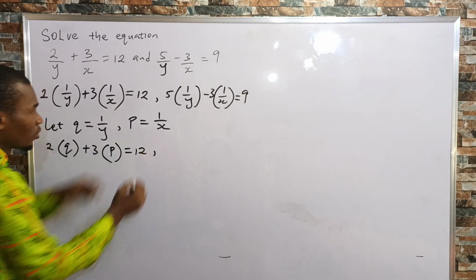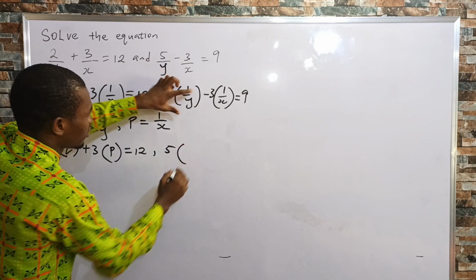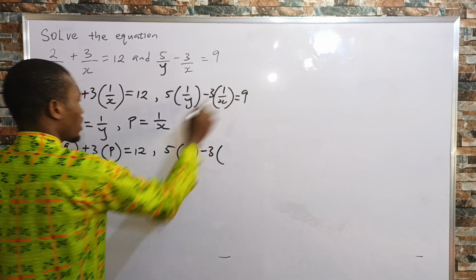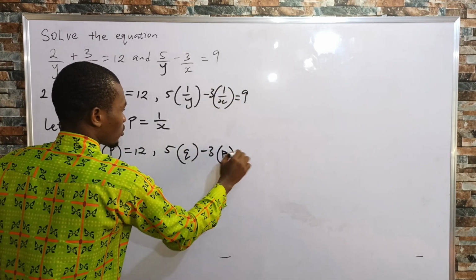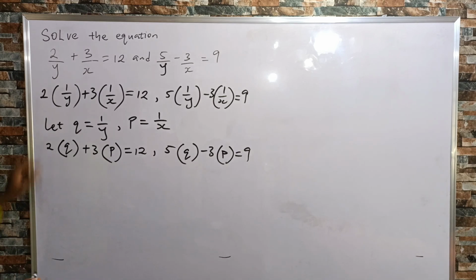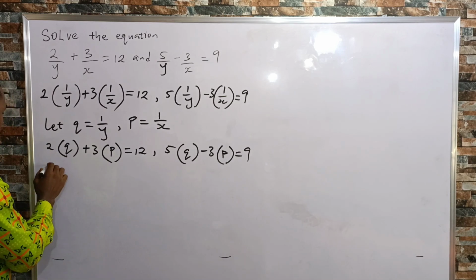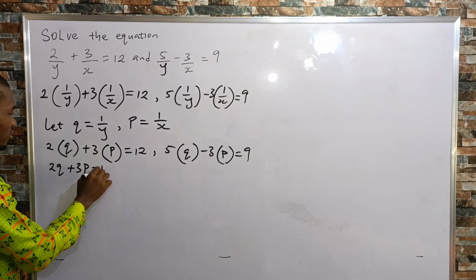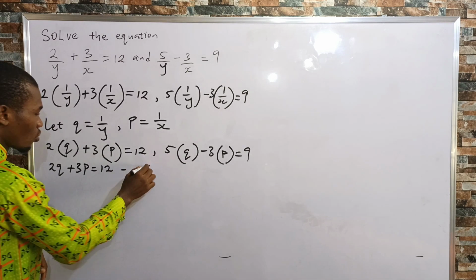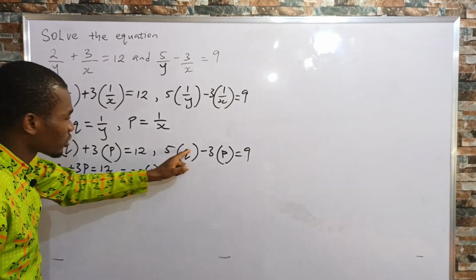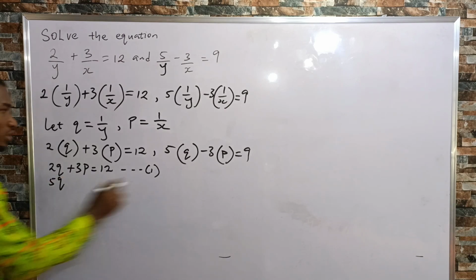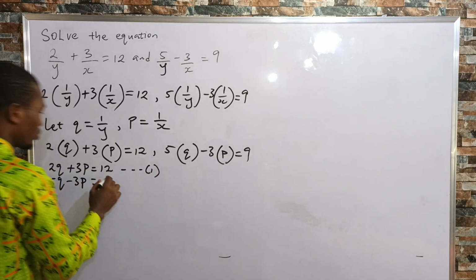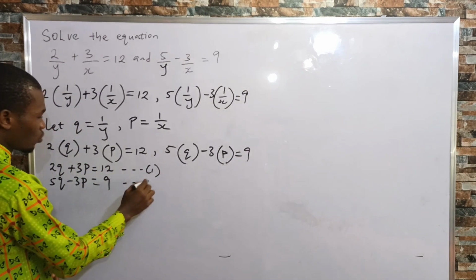The same thing is applicable here. We have 5 in bracket 1 over y is now our q, minus 3 in bracket 1 over x is now our p, and that is equal to 9. Such that when we open up the brackets, 2 multiply q will give us 2q, plus 3 multiply p will give us 3p, and that is equal to 12. Let's call this equation 1. In the same vein, 5 multiply q will give us 5q, minus 3 multiplying p will give us negative 3p, and that is equal to 9. Let's also consider this as equation 2.